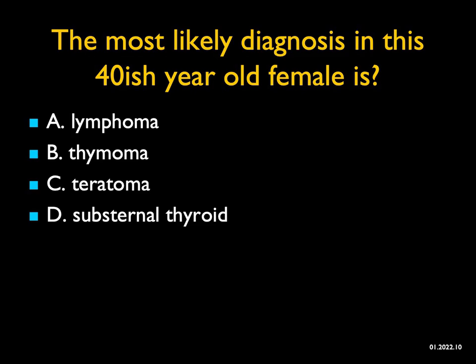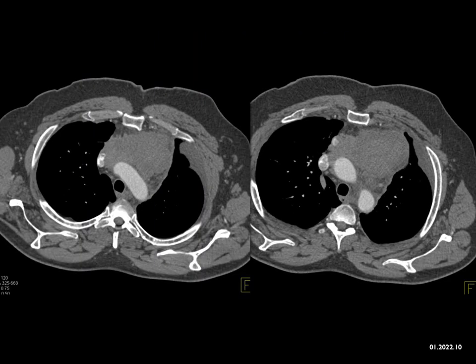The most likely diagnosis in this 40-ish-year-old female is, well, I see a large anterior mediastinal mass, and so lymphoma, thymoma, teratoma, and substernal thyroid at least enter my imagination. But then you see the mass is a bit eccentric, it's solid, and then there's some pleural disease also noted.